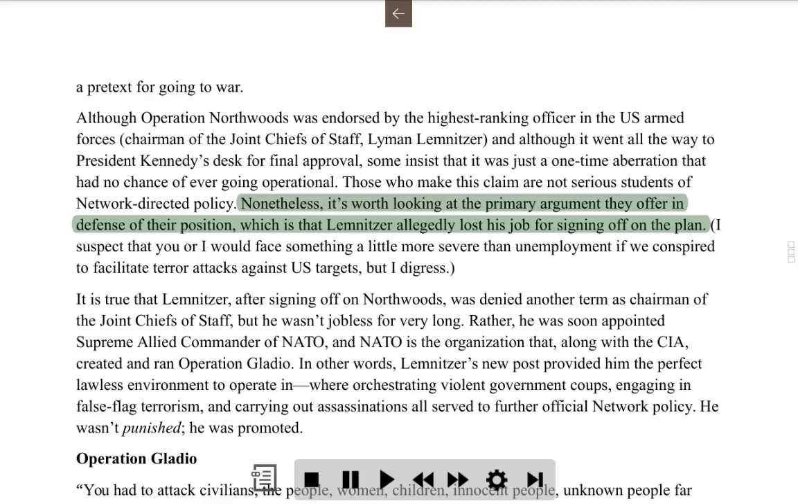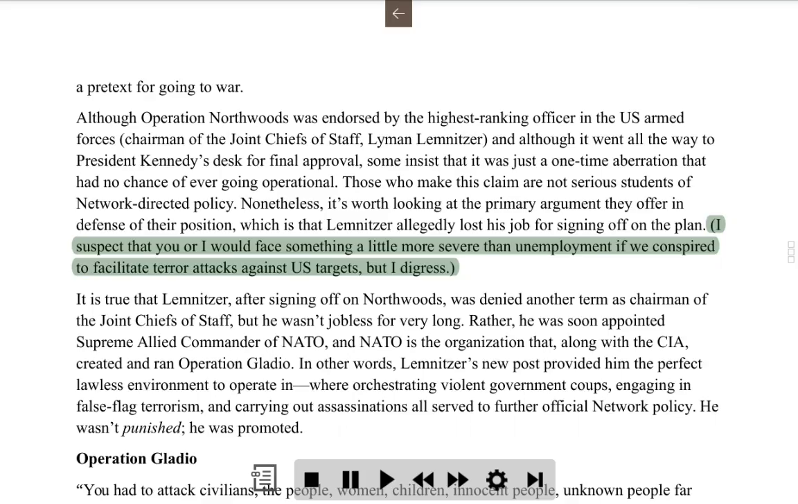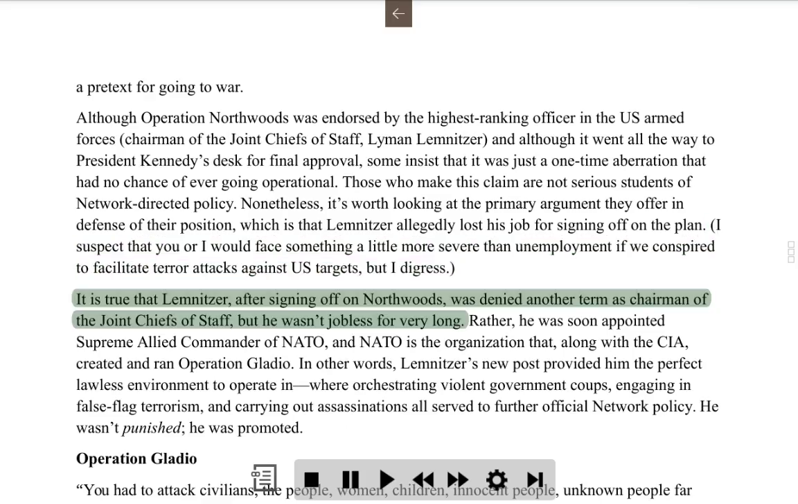Nonetheless, it's worth looking at the primary argument they offer in defense of their position, which is that Lemnitzer allegedly lost his job for signing off on the plan. I suspect that you or I would face something a little more severe than unemployment if we conspired to facilitate terror attacks against U.S. targets. But I digress. It is true that Lemnitzer, after signing off on Northwoods, was denied another term as chairman of the Joint Chiefs of Staff.